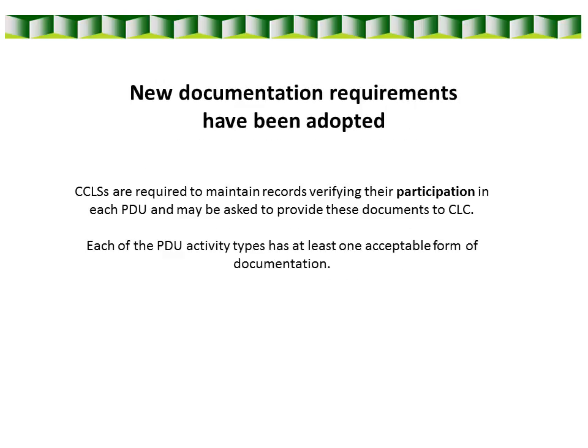With regards to documentation, there are a few critical things to remember. If your application is selected for the random audit, you may be asked to submit documentation of each of the PDUs you listed on your application. What the auditors are looking for is proof of your participation. This doesn't include flyers or advertisements or registration documents because these don't show that you attended the session. I'll go into greater detail for each activity type, but it includes things like certificates of completion which show that you participated in the session. Every activity type has at least one acceptable form of documentation.